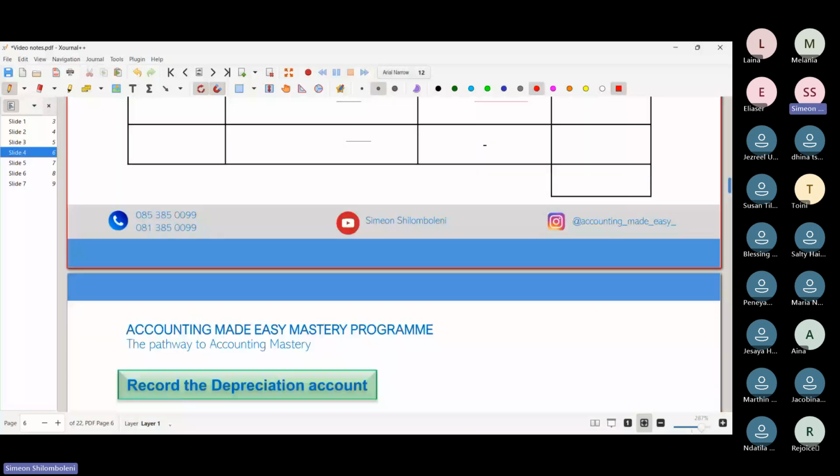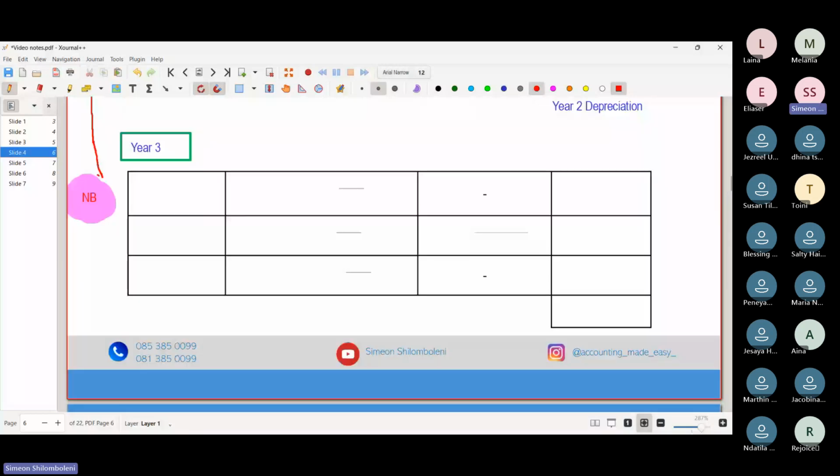Everything needs to come here. That is what that NB means. Meaning, because we did not yet sell the 70,000, we must calculate it again. We did not yet sell the 90,000, we must calculate it. We did not yet sell the 120,000.